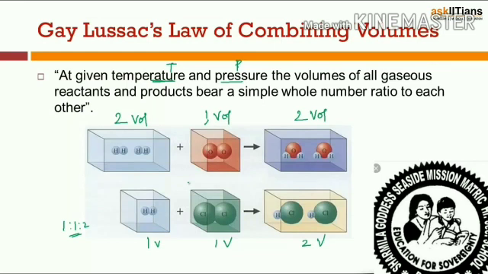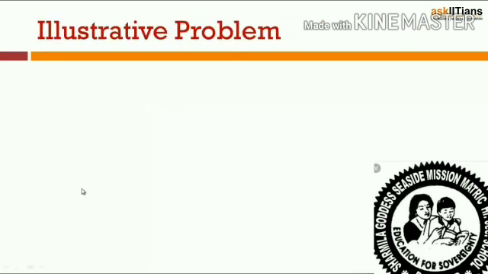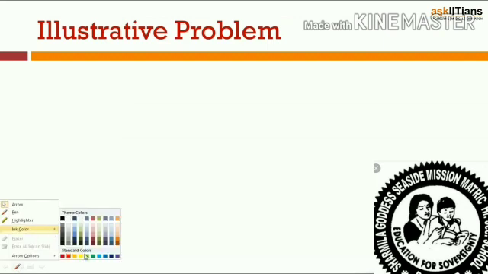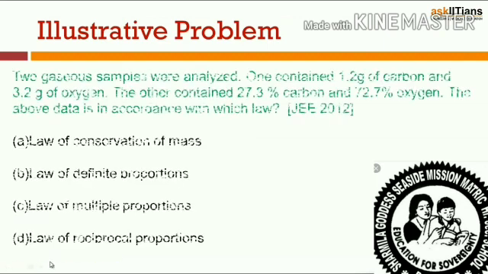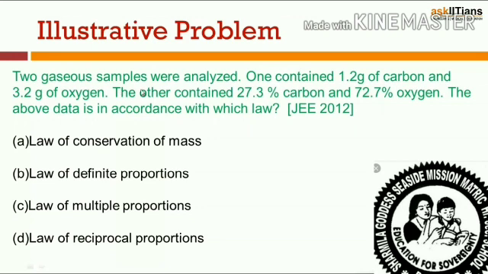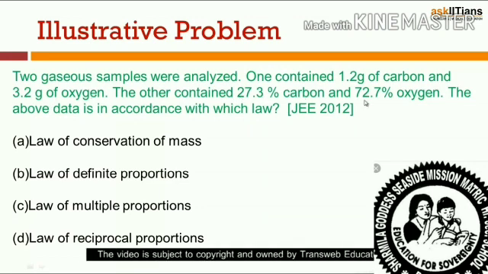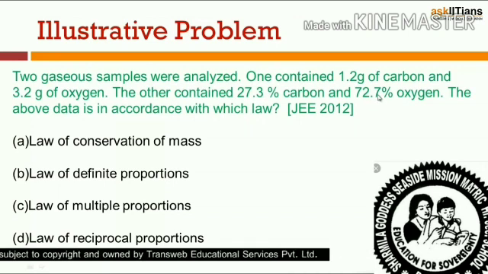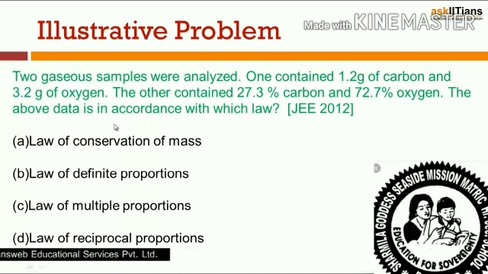Okay, now let's discuss a problem on the law of chemical combinations. Two gaseous samples were analyzed. One contained 1.2 grams of carbon and 3.2 grams of oxygen. The other contained 27.3% of carbon and 72.7% of oxygen. So the above data is in accordance with which law? This is a question from JEE 2012.